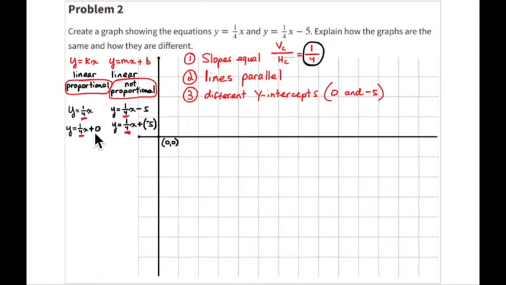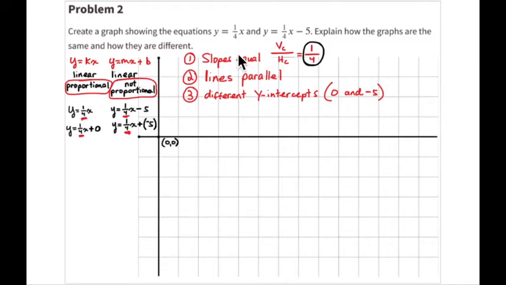So y equals 1/4 x, and it's going to cross the y-axis at 0. So you can add the 0 here. Y equals 1/4 x plus 0. So where x is 0, right here, y is also 0. So that line for this graph, for this equation, is going to cross right here. The y-intercept is right here at 0, 0.